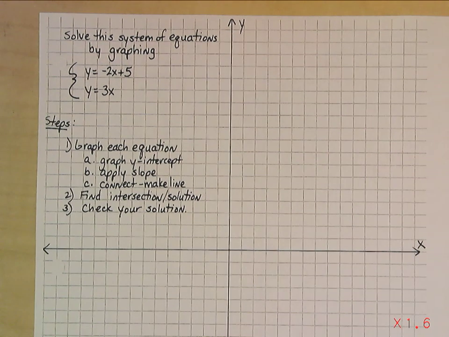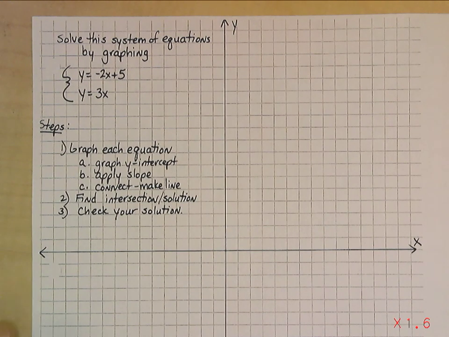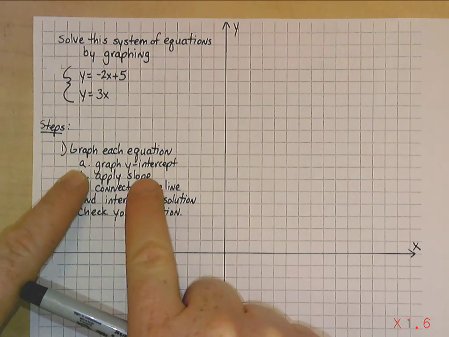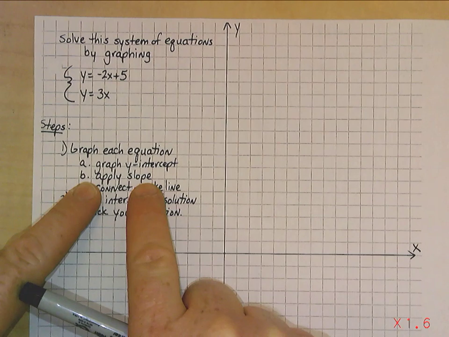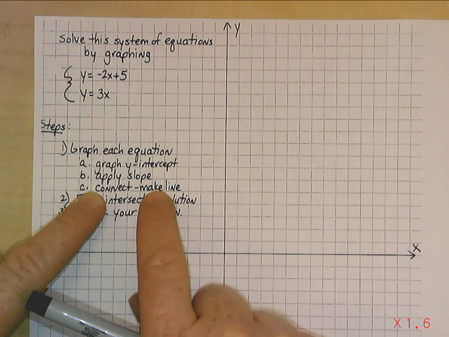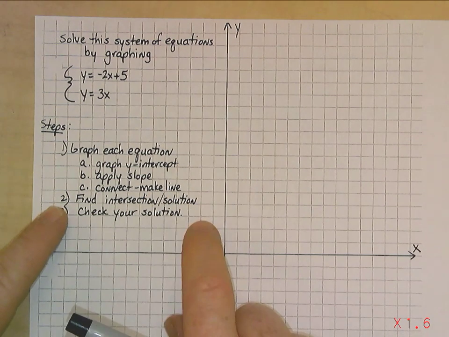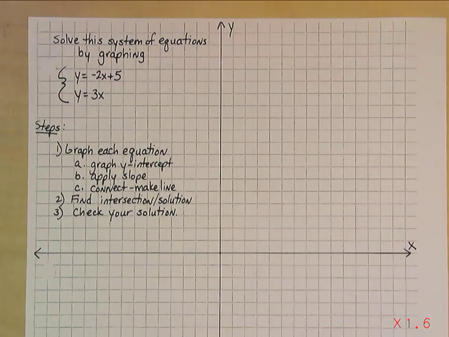Okay, here's another example of solving a system of equations by graphing. We've got two equations: y equals negative 2x plus 5, and y equals 3x. So the first step is we want to graph each equation by graphing the y-intercept, starting there, that's our starting point. Apply the slope. We're going to connect the two dots to make a line for each equation. And then once we make those two lines, we're going to find our intersection, and that's going to be our solution. Then we're going to go the extra mile and check our answer, make sure it's the correct answer.